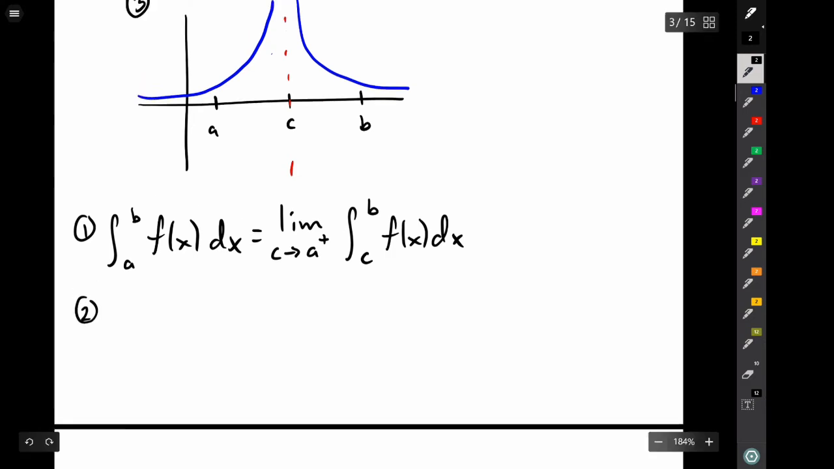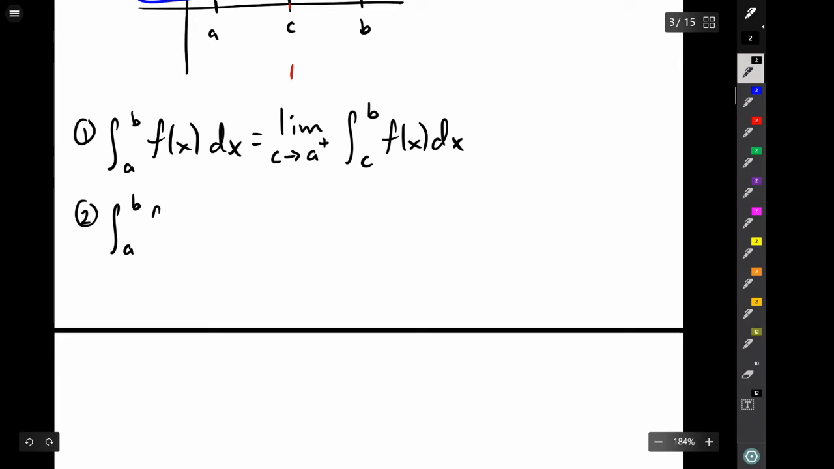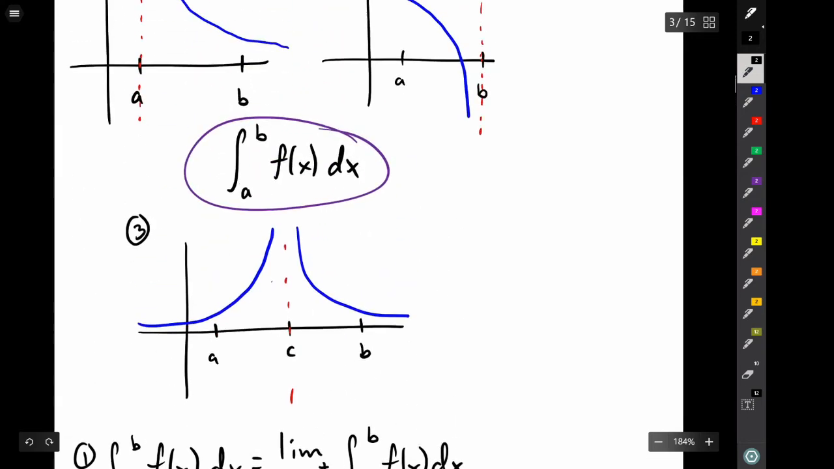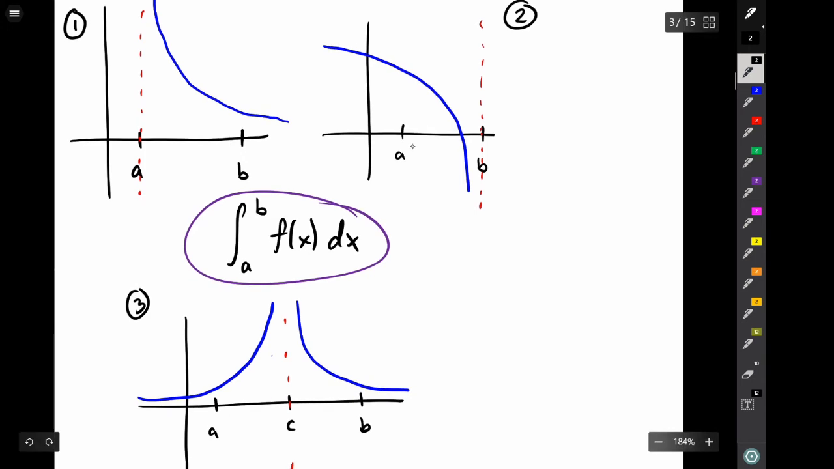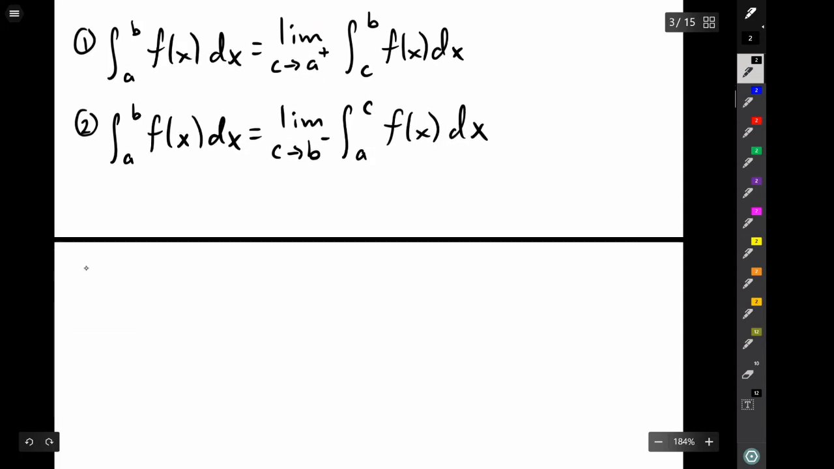In the second example, where it's infinite on the right side, instead of doing the limit to a, we have to take a limit as c approaches b, this time from the left. Because again, if we look at our function here, we're integrating from a to b, so we're only interested in the left-hand side here. So this would be the integral from a to c, f of x dx. And finally, the last option we have is, what if the discontinuity happens somewhere in the middle?